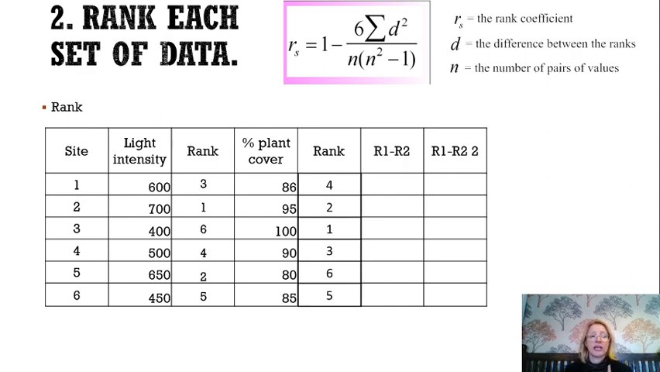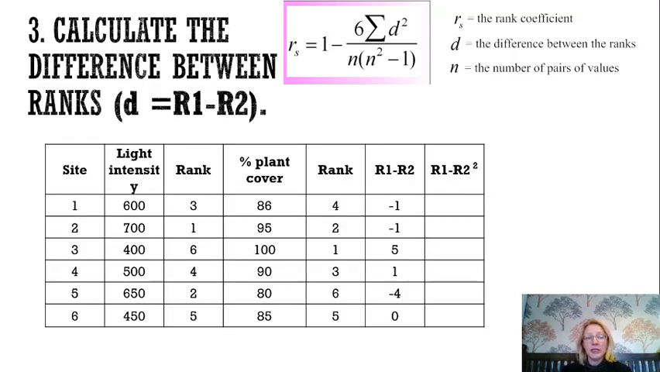So that's the first step of doing this equation there. We've got the ranking of each set of data, but step 2 in this particular step-by-step that we're doing. So we have the null hypothesis, okay. Then you need to calculate the difference between those ranks.